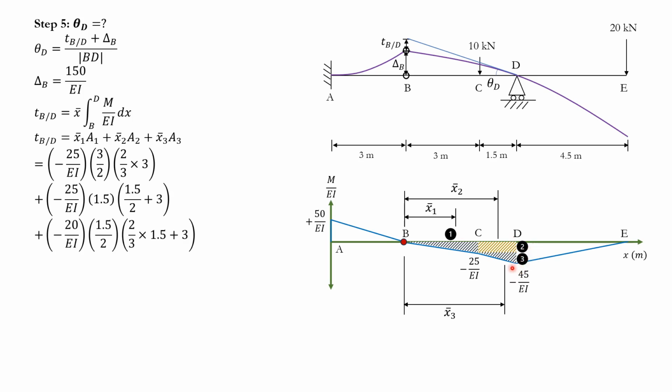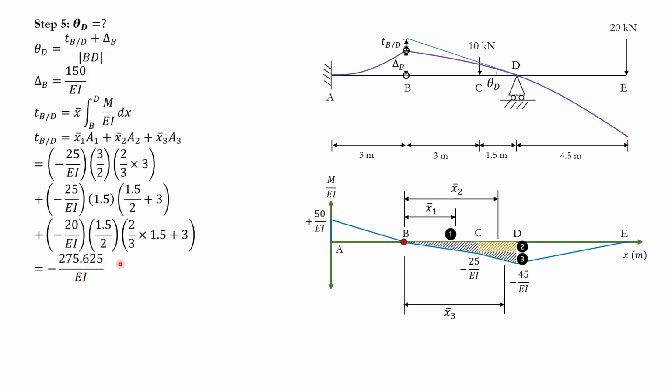Negative 20 over EI times 1.5 over 2 times 2/3 that you have. So 2/3 of this 1.5, you see here, plus 3. Okay, so 3 is here. And you have the 2/3 of this 1.5 right there. It's just a lever arm. So this is from the centroid to the point B that we have there. So now all of these values together, you get this value.